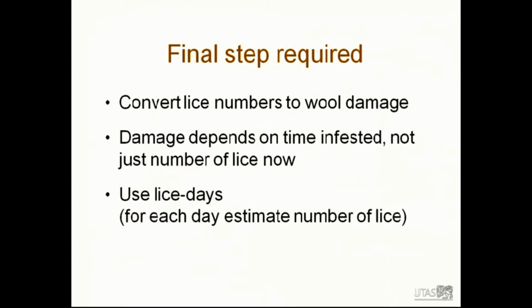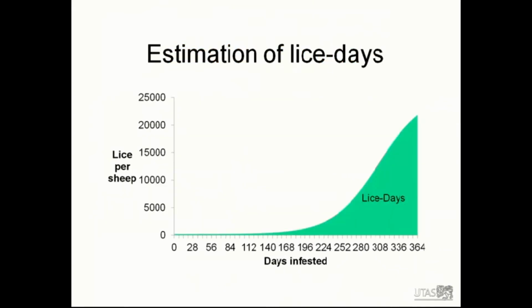And then the final step, we need to convert the number of lice to wool damage. But the damage depends on how long the sheep have been infested with lice, not just on the number of lice they have at the moment. So we realised we needed to use lice-days, where for each day we estimate how many lice are on the sheep. So if we have this increasing curve, this is the number of days the sheep are infested, and the top of the curve is the number of lice on the sheep, and the area under the curve is our lice-days.